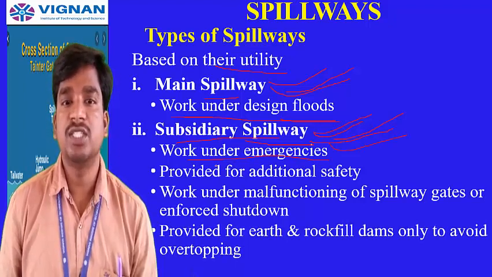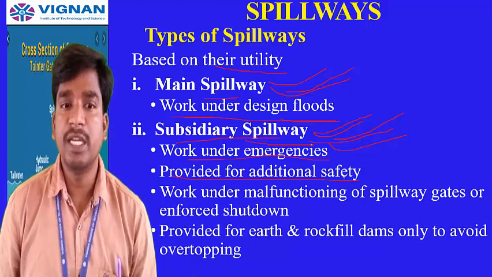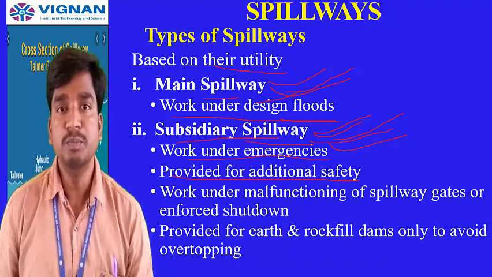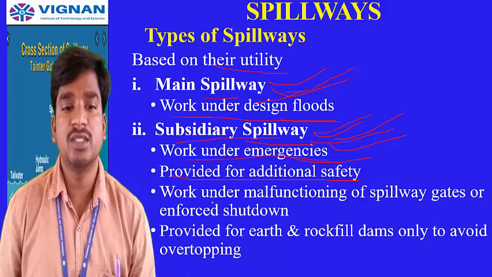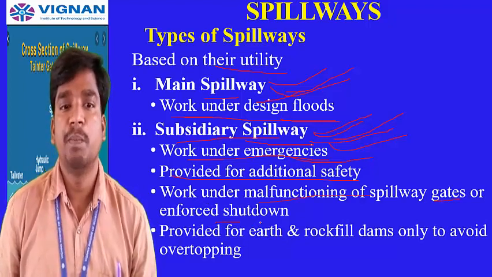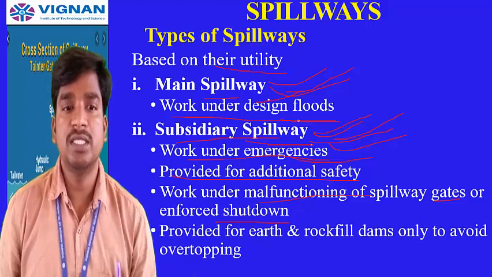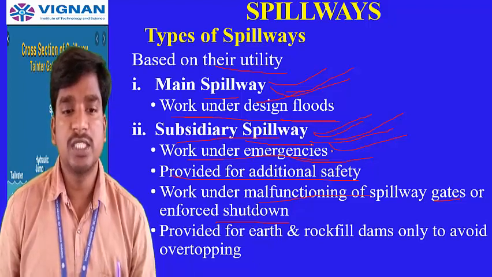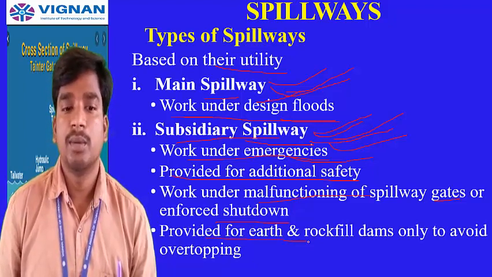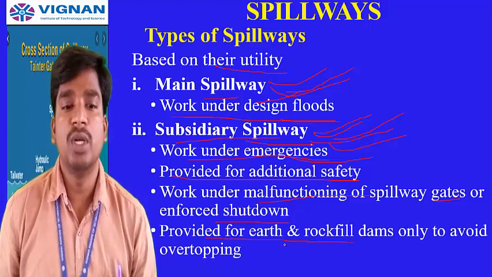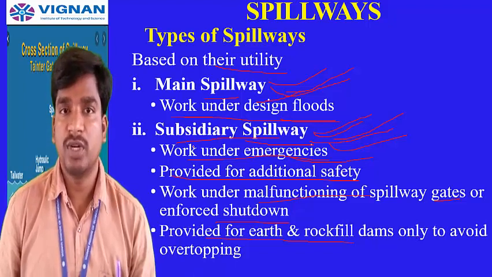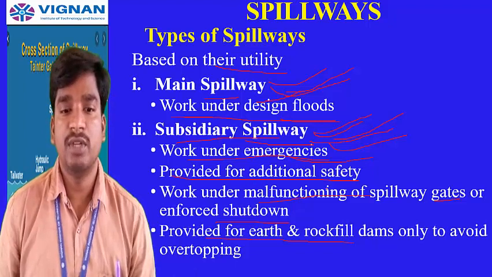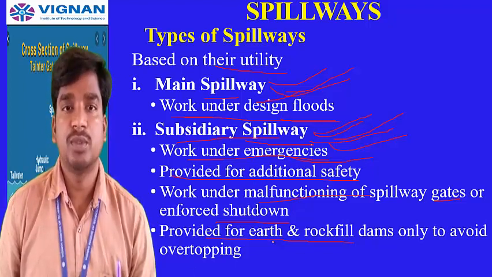Okay, so this provides additional safety. Apart from the main spillway, it gives additional safety to the earth dam. It works under malfunctioning of spillway gates or forced shutdown of the main spillway. Under these conditions only, this secondary spillway is in function. And also this subsidiary or secondary spillway is provided for earth and rockfill dams only, to avoid overtopping.